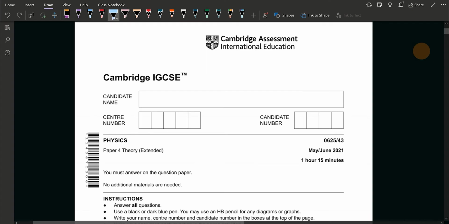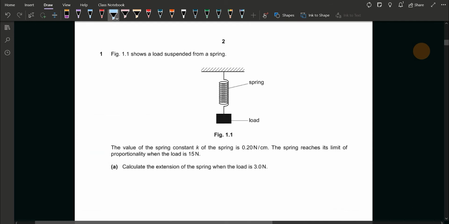Today we are going through Physics 0625/43, May/June paper 2021. Question number 1 says Figure 1.1 shows a load suspended from a spring. The value of spring constant k is 0.20 newtons per centimeter. The spring reaches its limit of proportionality when the load is 15 newton.